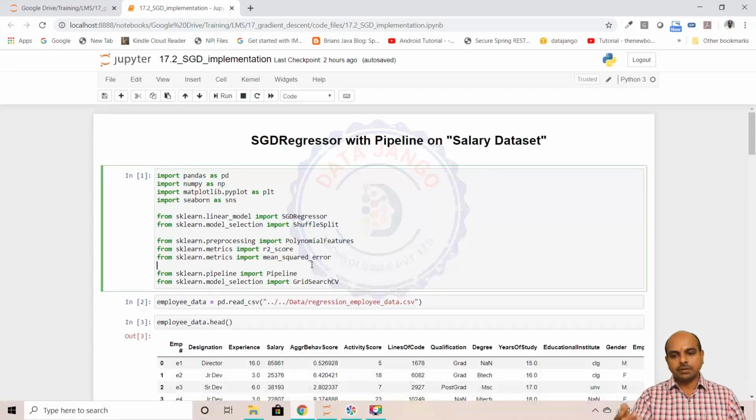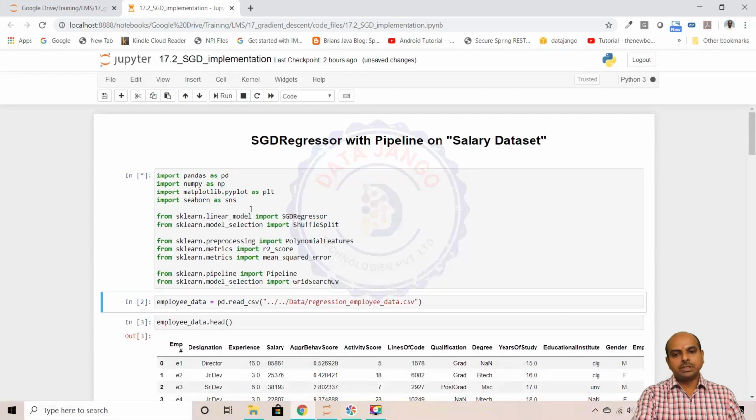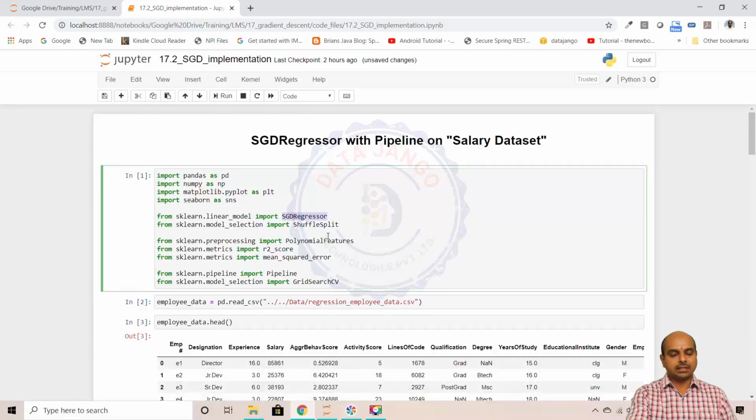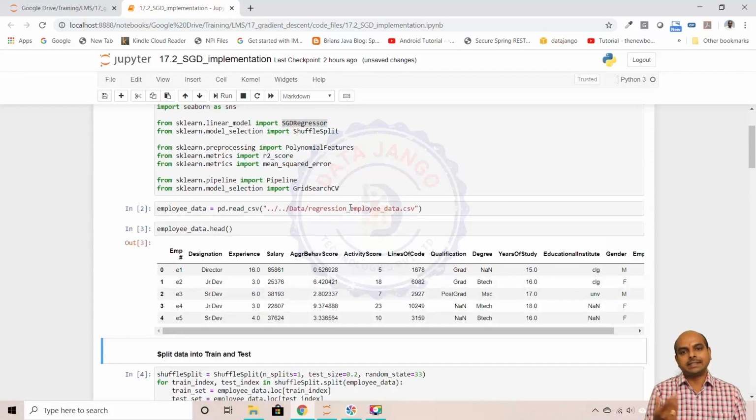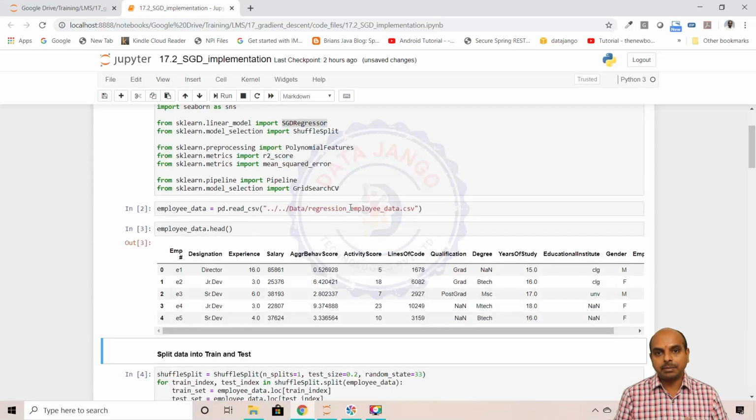So let me execute this and import the modules. You see all the modules which you know already. The only new class you see is SGD regressor. I am using the same salary data set and trying to apply SGD regressor with GridSearchCV. Hyperparameter tuning can be done very efficiently with GridSearchCV, and you can find the best hyperparameters using it, because it is the model selection approach we are going to use throughout the course.